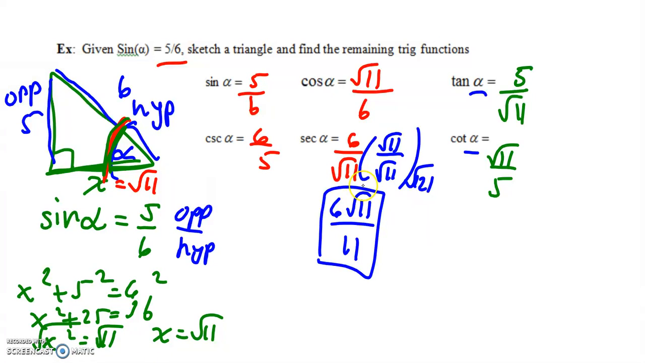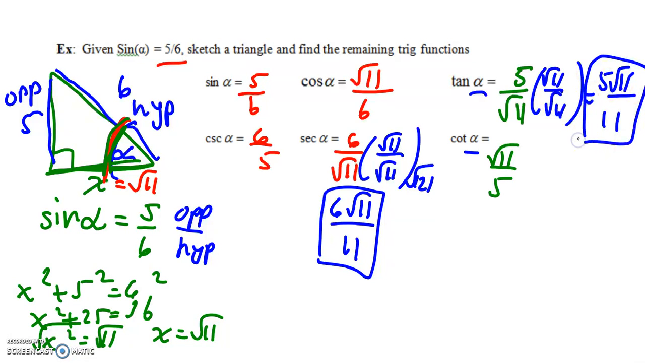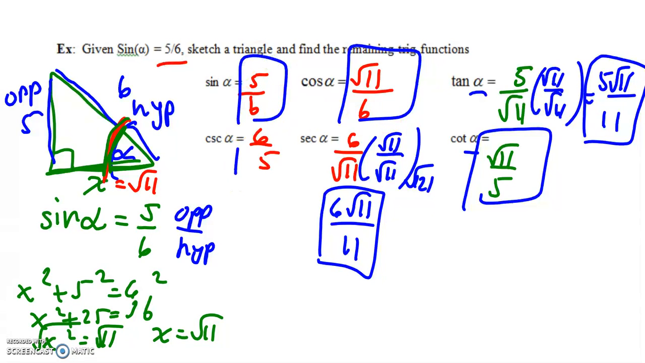Just like this example, I'm going to multiply top and bottom by the square root of 11. So I would get 5 times the square root of 11 on the top. On the bottom, square root of 11 times square root of 11 is again square root of 121, which is 11. So that reduces to 5 square root of 11 over 11. And I'm going to box my final answers, or my final ratios.